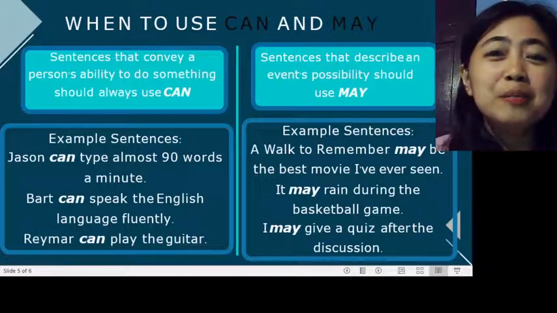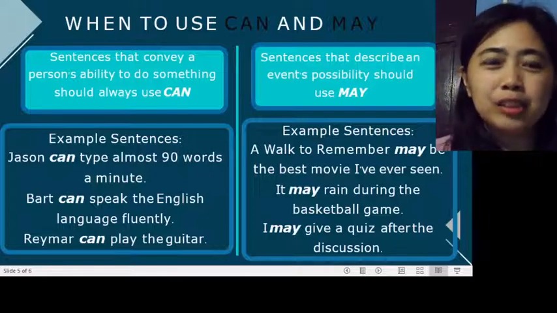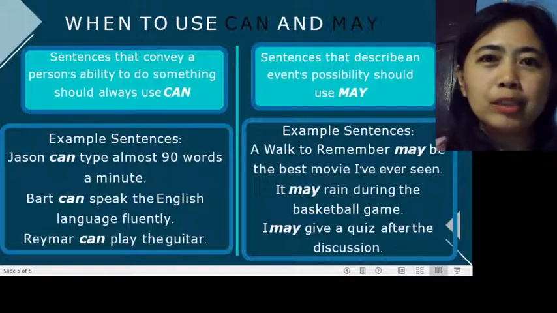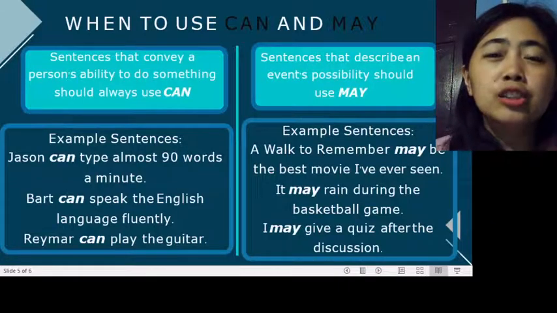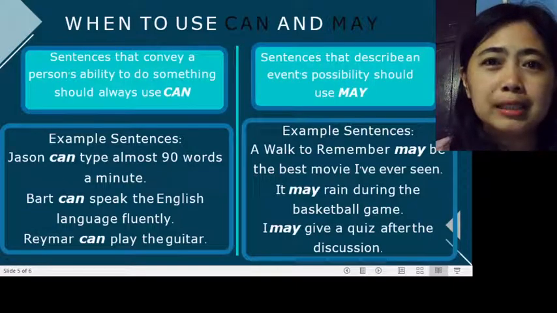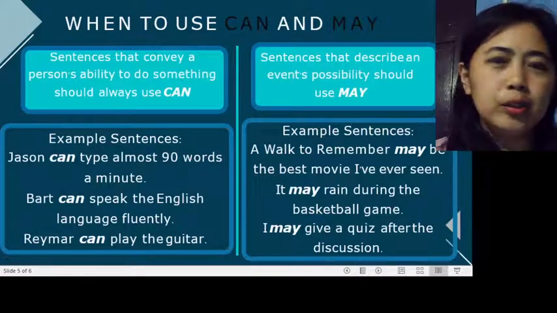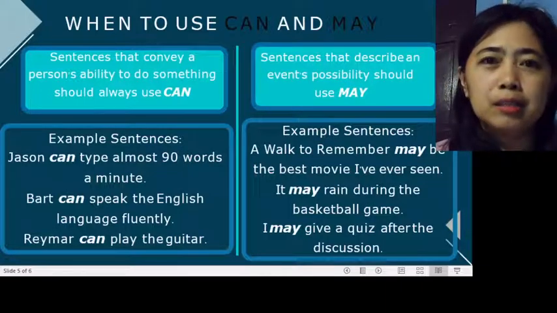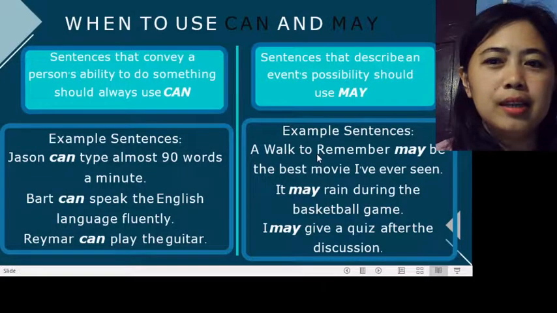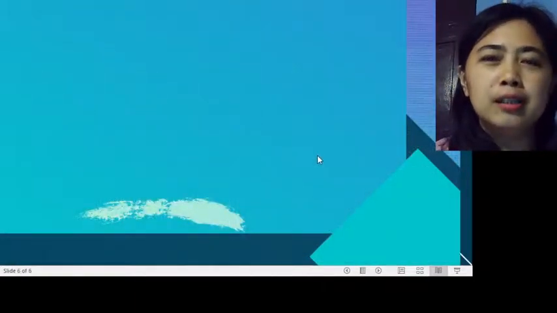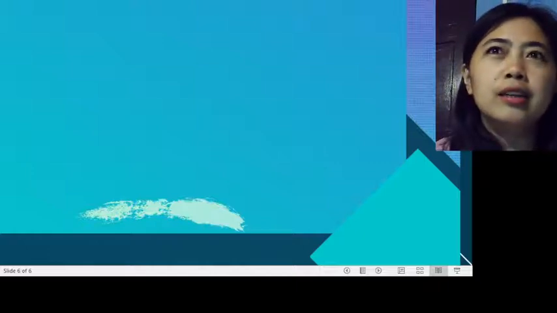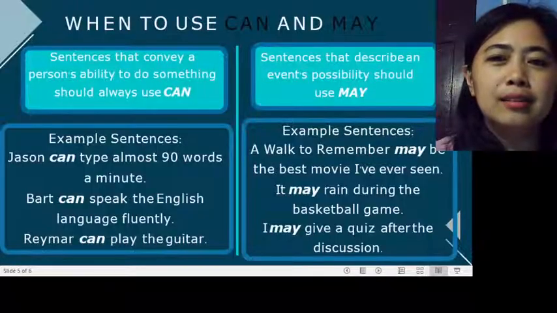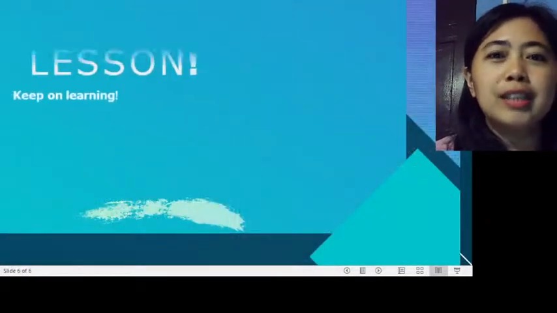So I hope these examples, this is a very short discussion, but I hope you learned something from this. The difference of can and may, when to use them in sentences. For can, generally we use that for abilities, when you have the ability to do something. For may, events that are possible to happen. Can can also be used for invitation, but not that formal, less formal. We use may for formal invitation.